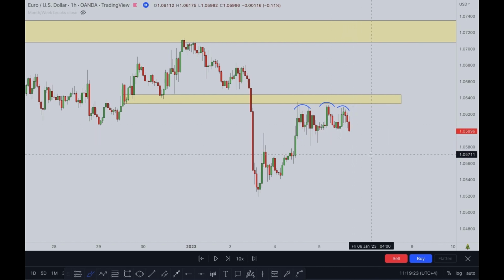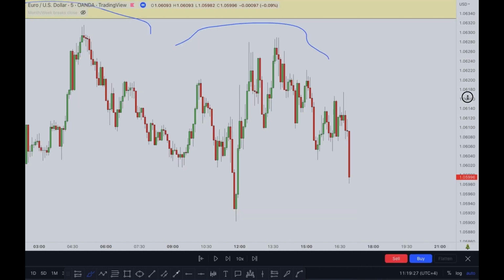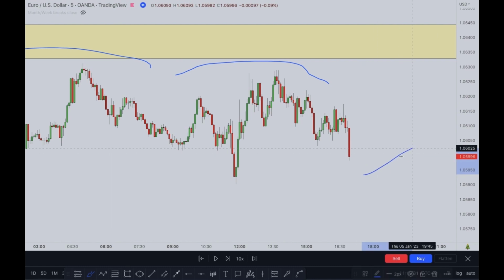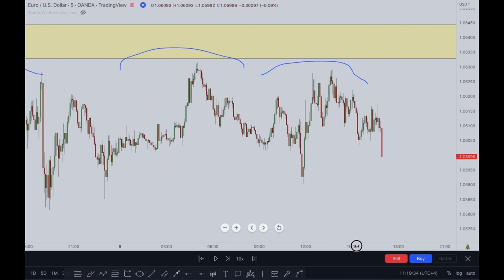Here we went on the 5 minutes time frame. So let me go on the 5 minutes time frame. Right here, we took a risk entry at this level, right? So this is where we took the risk entry on the 5 minutes time frame.